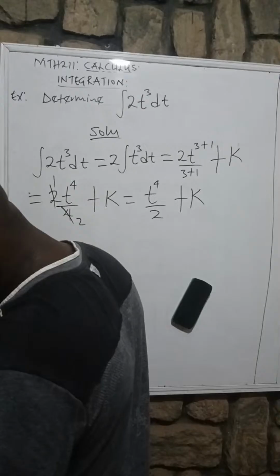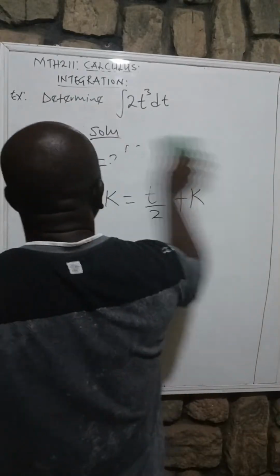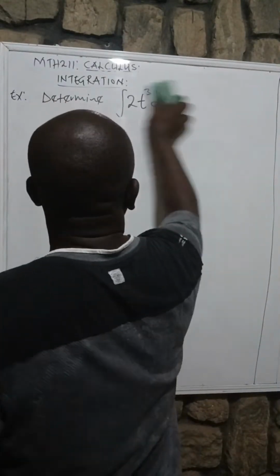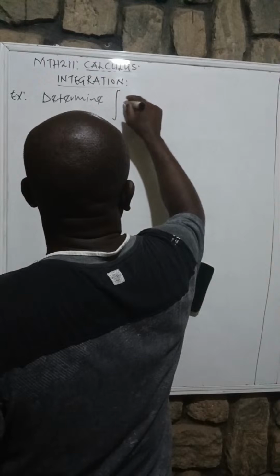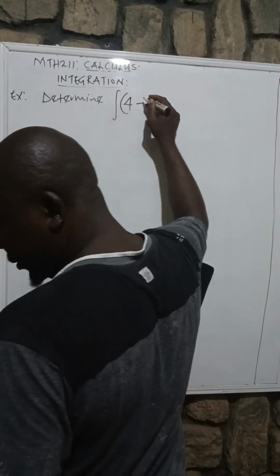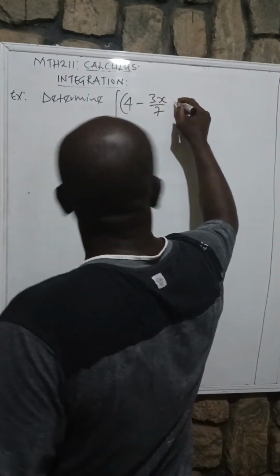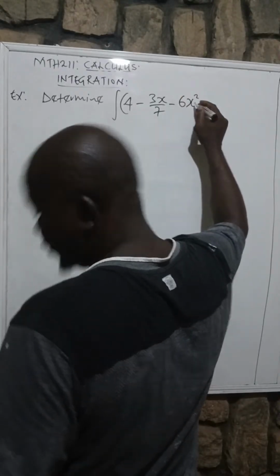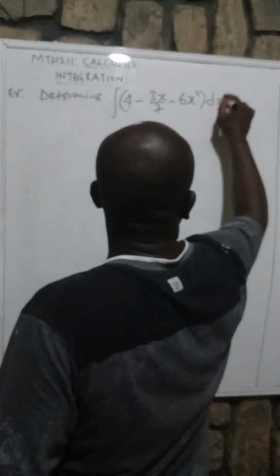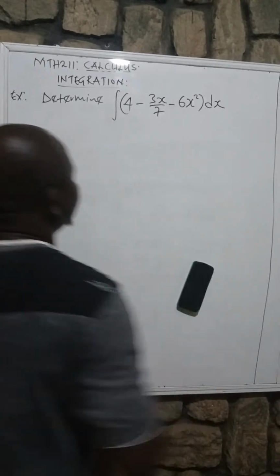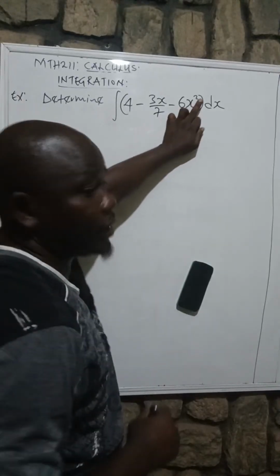Okay. They said determine the integral of the bracket 4 minus 3x all over 7 minus 6x squared, all in bracket, dx. Is that clear? So these are quadratic functions, because the highest power here is 2, right?